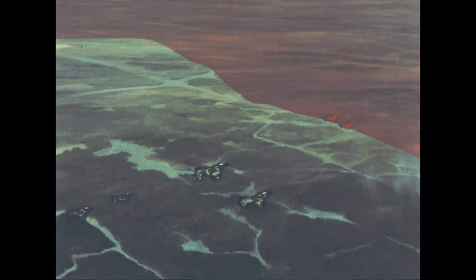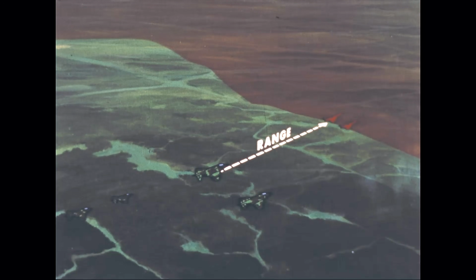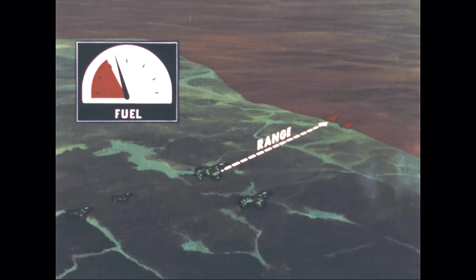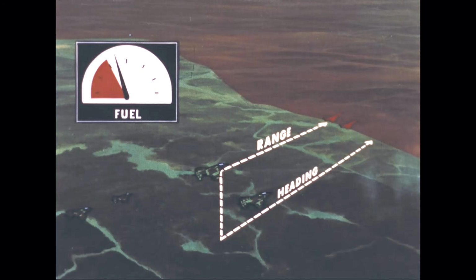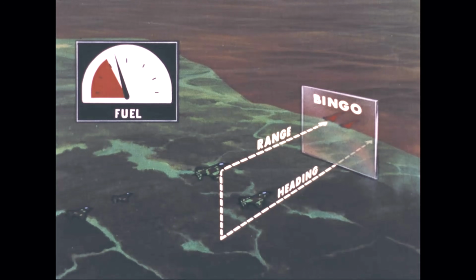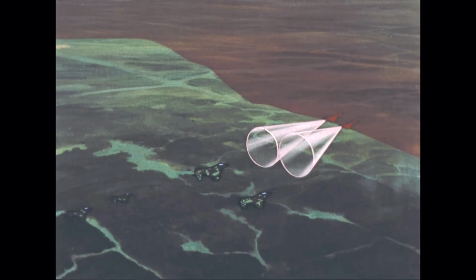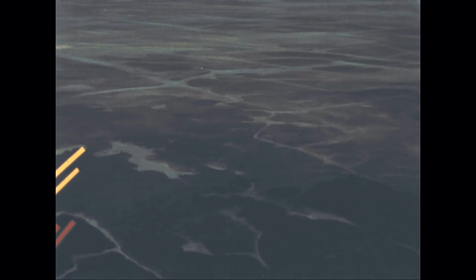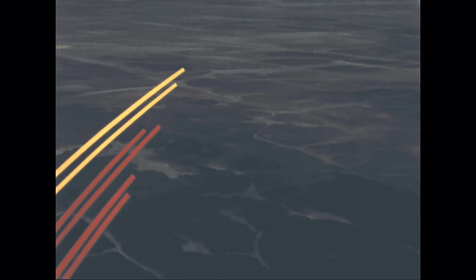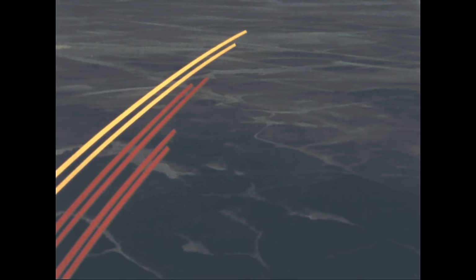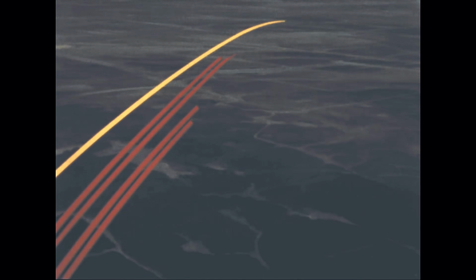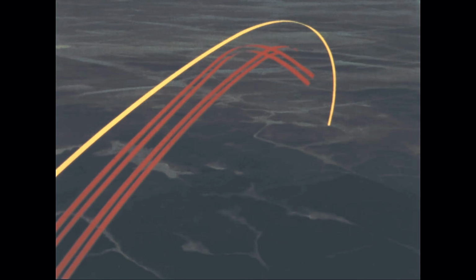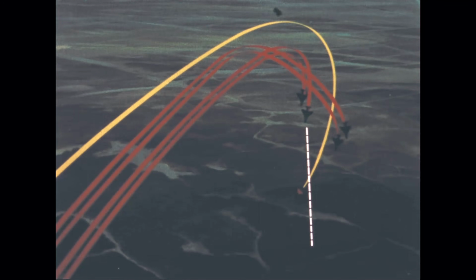In a stern attack, you must consider the range to target, fuel required to close, and your heading. A stern chase is useless if bingo will occur before identification or firing range. A stern approach, however, is the best position for surprise in a missile or gun attack. The elements in a stern attack maneuver so as to keep pressure on the enemy at all times and support each other until the enemy is destroyed.